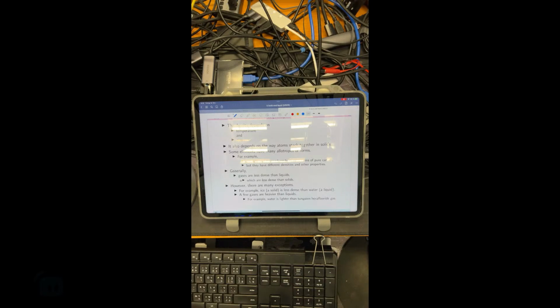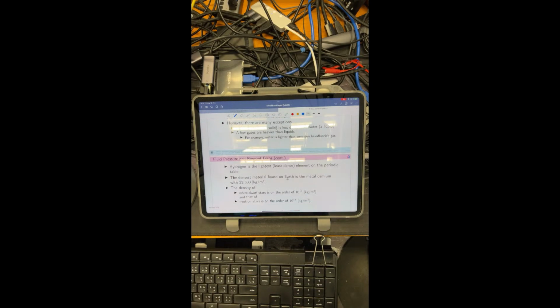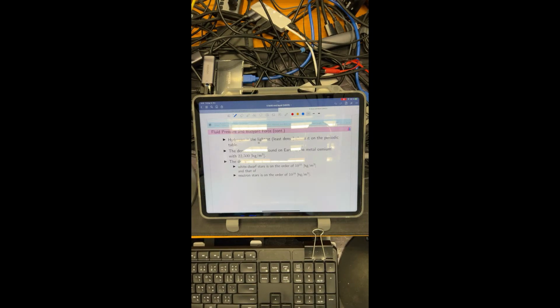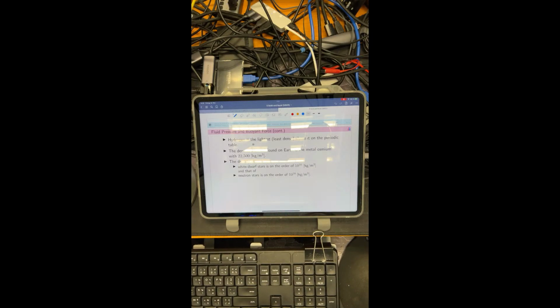Generally speaking, gases are less dense than liquids, and liquid is less dense than solid. Okay, we are talking about the density, and we will talk about pressure later. Hydrogen is the lightest or least dense element on the periodic table. It's the smallest, lightest element.